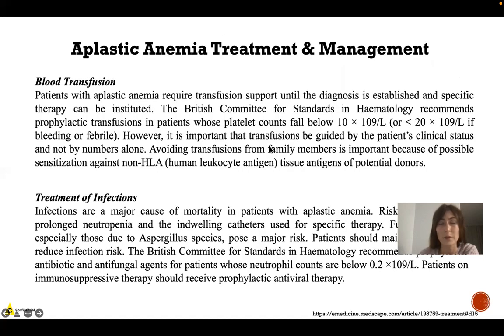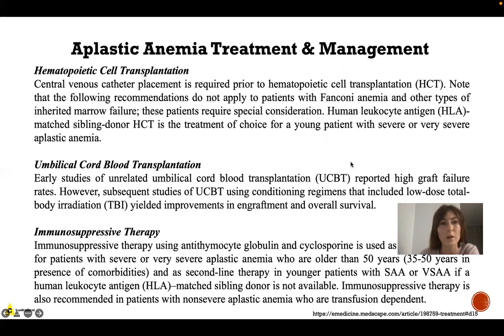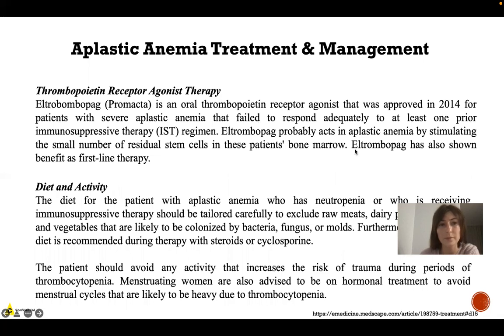Aplastic anemia treatment and management include blood transfusion, treatment of infections, hematopoietic cell transplantation, umbilical cord blood transplantation, immunosuppressive therapy, thrombopoietin receptor agonist therapy, diet and activity.